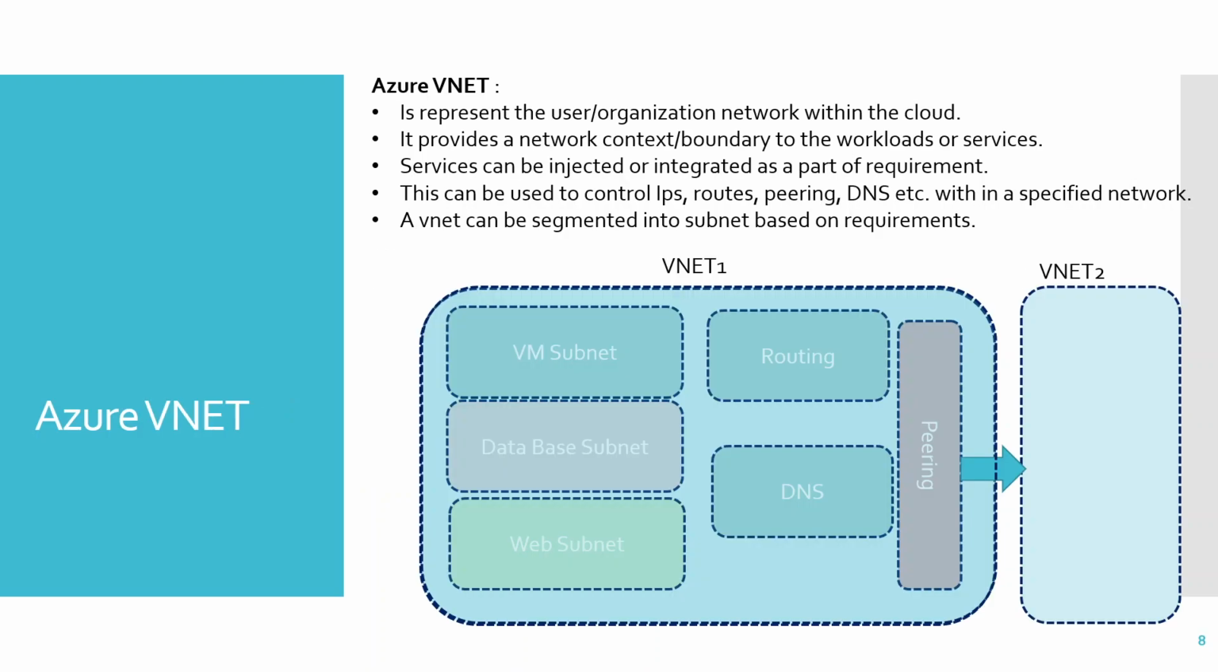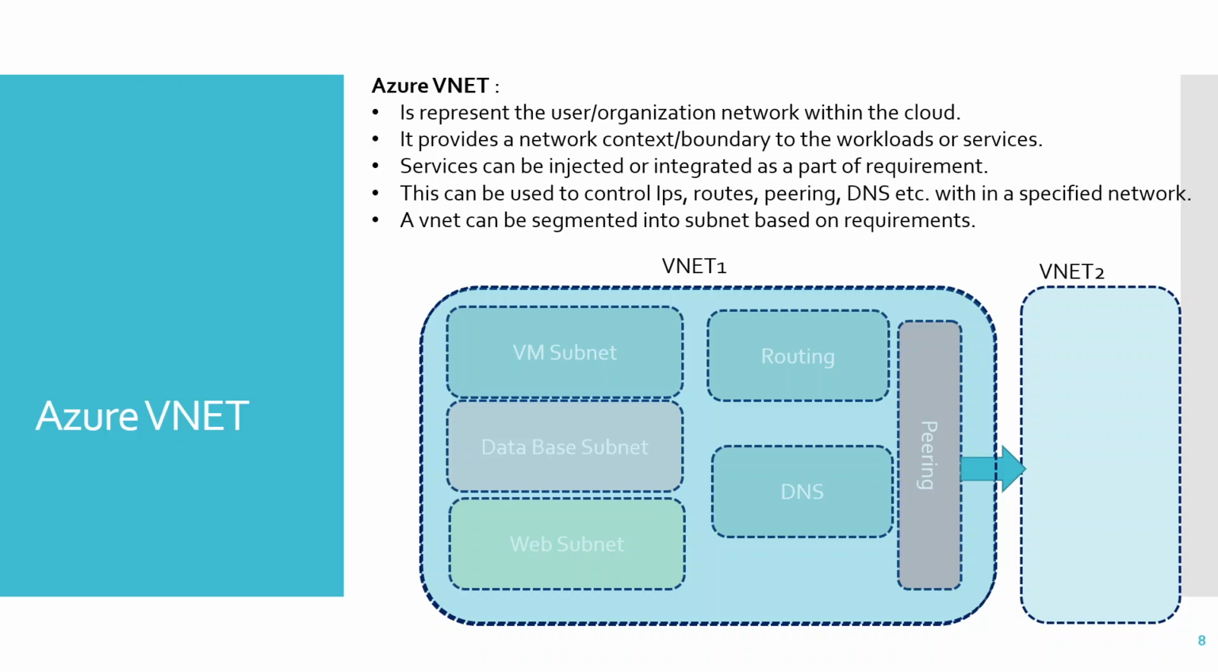Now coming to virtual network. So Azure Virtual Network is the core and the main part of Azure Network Security. It represents the user organization network within the cloud. It provides a network context, a network boundary to the workload or services. Services can be injected or integrated as a part of requirement, and this can be used to control IPs, routing, peering, DNS, all these things basically within itself.